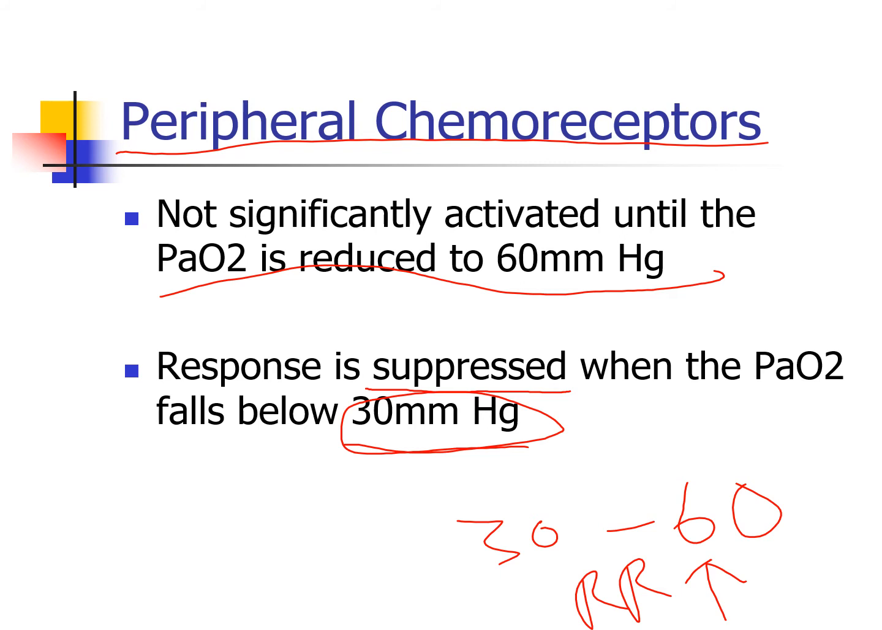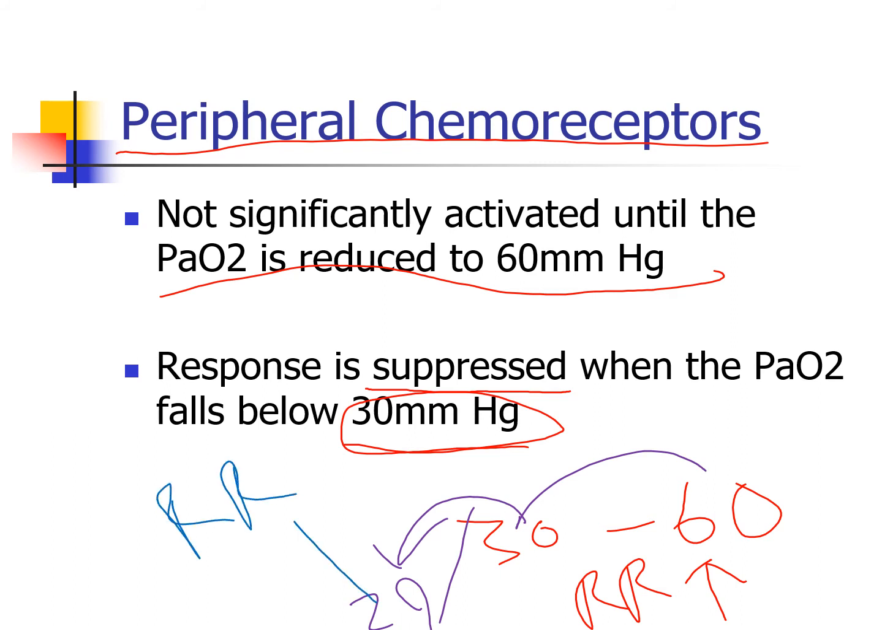But if your oxygen level goes from 60 to 30 and then less than 30, so let's say it's 29, well, then your respiratory rate changes. So now over here, your respiratory rate, let's say, goes to like 5. So your respiratory rate decreases if you go below 30. And this is called the Moro reflex or your dive reflex.